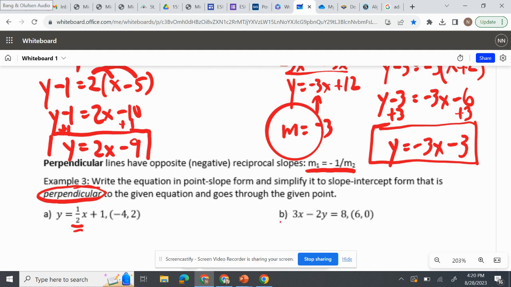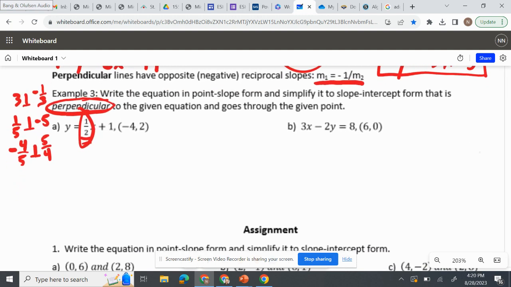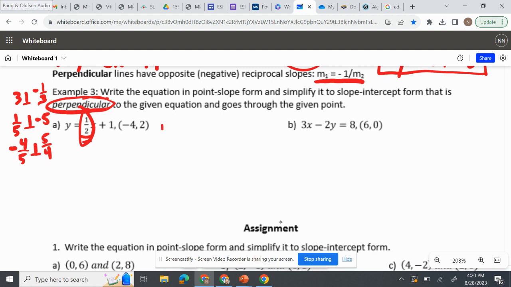Now, just as a couple examples, the perpendicular line to 3 would be negative 1/3. The perpendicular line to 1/5 would be negative 5. Perpendicular to negative 4/5 would be 5/4. So here, our slope is 1/2, and so the perpendicular slope would be negative 2. So I'm going to use my negative 2, I'm going to use my negative 4 and 2, and I'm going to write my equation.